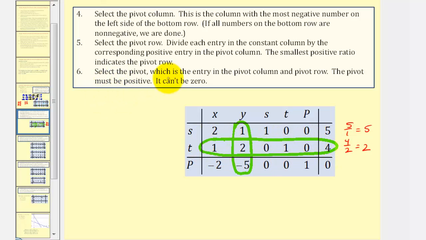Step 5, we select the pivot, which is the entry in the pivot column and the pivot row. However, the pivot must be positive. Notice in this case it would be positive 2. Now that we have the pivot, we'll be pivoting around this entry.